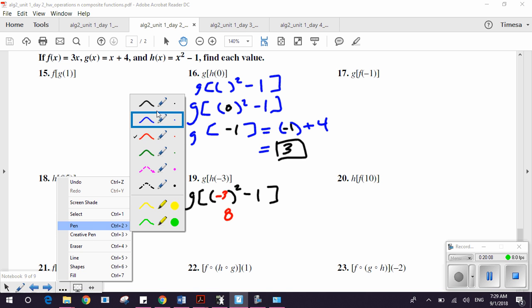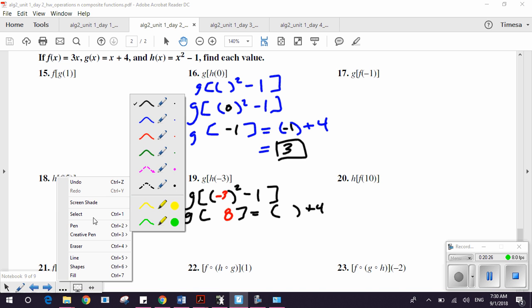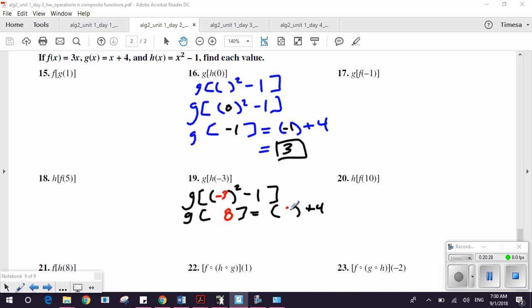Bring down your g and your brackets. So now we're going to find g at 8. So open up a parentheses for x, because x comes first, and then plus 4. Now fill in your parentheses with 8. And now 8 plus 4 is 12. So again, start with the inner core and work your way out.